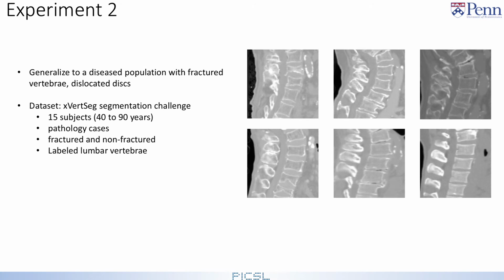In experiment 2, the model generalizes from healthy subjects to the structure of fractured or dislocated vertebrae images obtained at a different medical center. Here, the xVertSeg challenge dataset, consisting of 15 pathology cases with both fractured and non-fractured vertebrae, is used. Manually labeled lumbar vertebrae segmentations are provided. The four domains, that is lumbar, lower, middle, and upper thoracic regions from the CSI healthy database, comprise the set of source domains. The xVertSeg dataset with pathology cases comprises the unseen target domain.